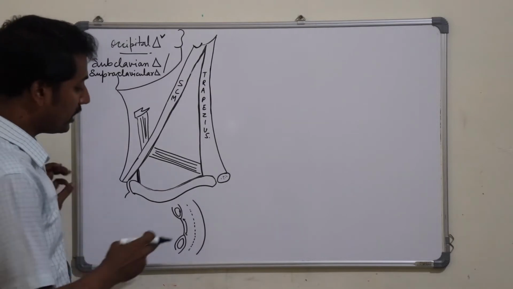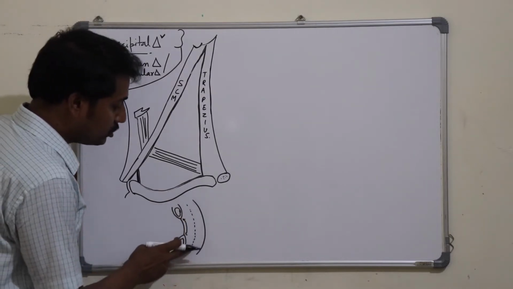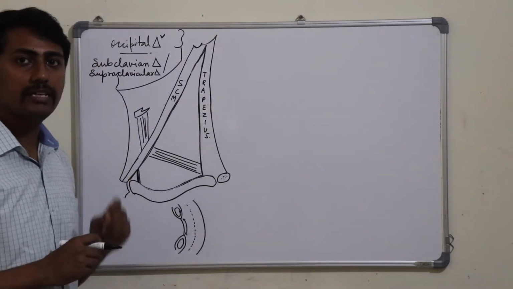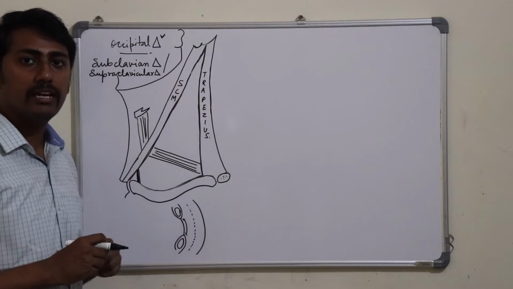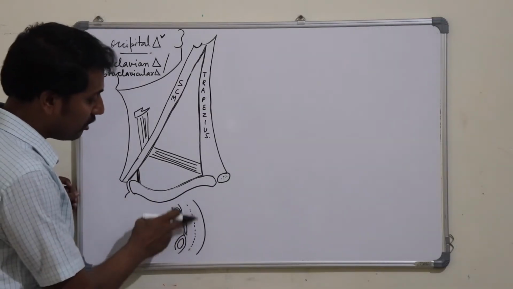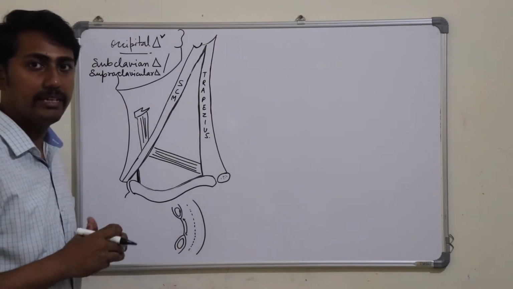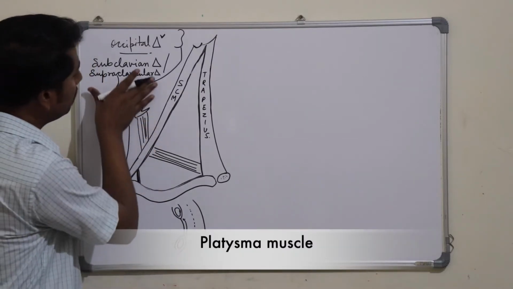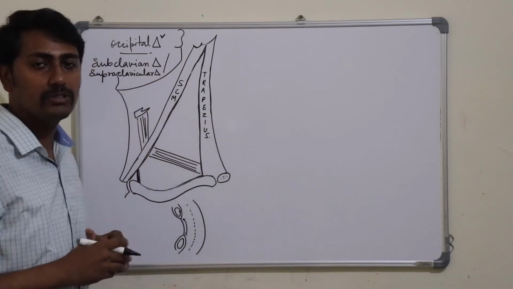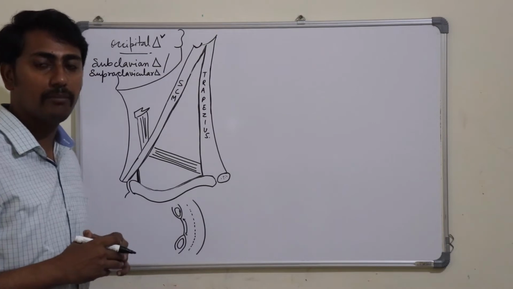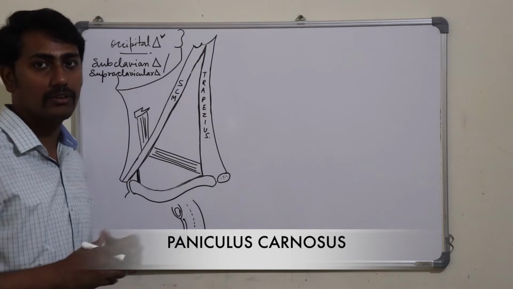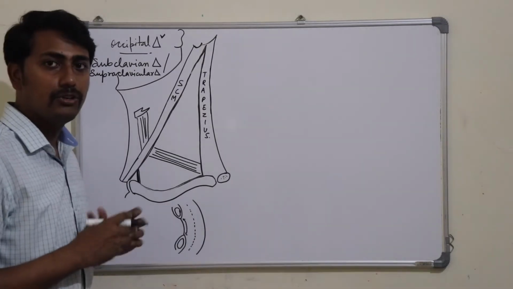Now we will see what are the structures present in the superficial fascia of the posterior triangle of neck. There are one muscle, 4 cutaneous nerves and one vein. The muscle which lies in the superficial fascia of the posterior triangle of neck is the platysma muscle, which extends from the mandible to the clavicle here and is one of the examples of the subcutaneous muscle of the body, which are together remnants of the panniculus carnosus. Next are the cutaneous nerves.